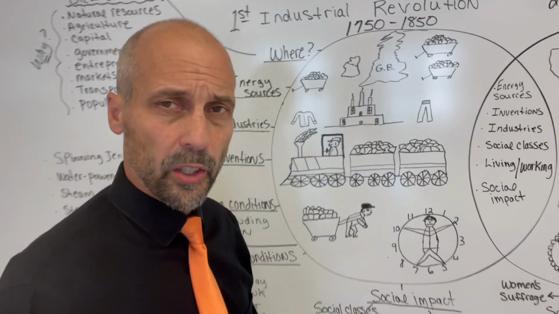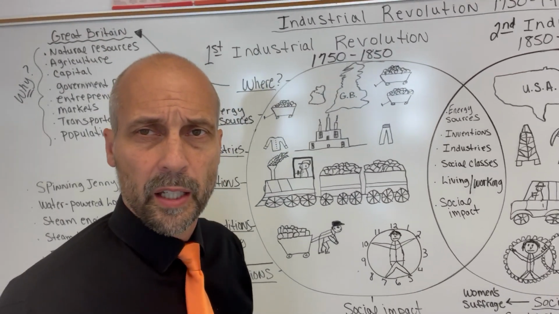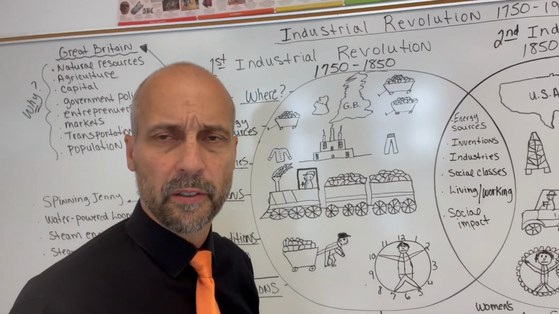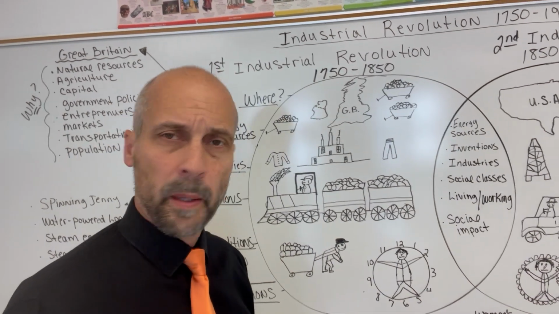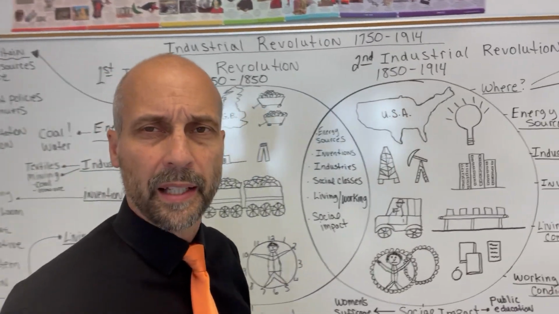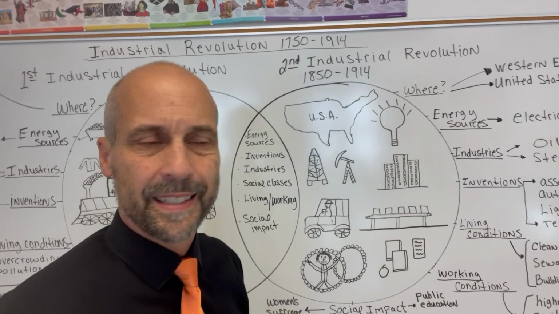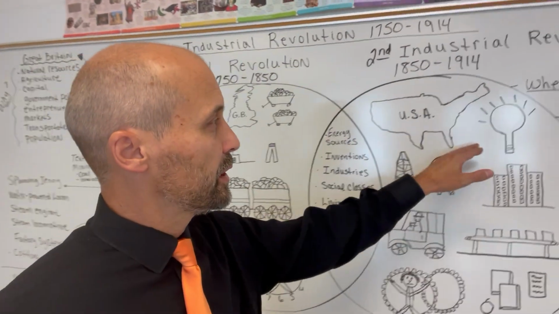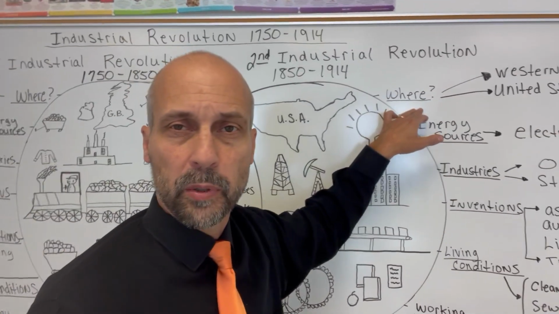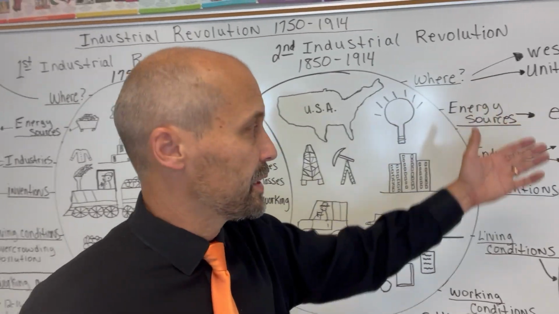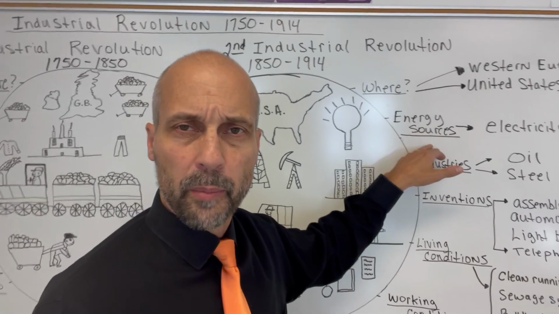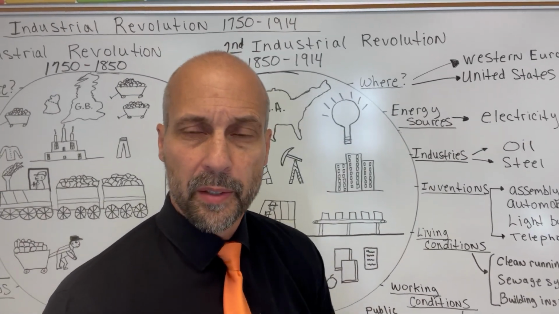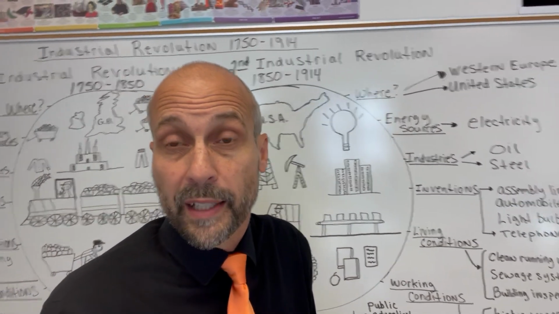So there you have it, guys. That's the first IR: Great Britain, 1750 to 1850. And then, of course, as we move beyond 1850, we move into the second industrial revolution. The first thing we needed to talk about there was, where did it take place? It took place in Western Europe and the United States. We talked about some of the primary energy sources, and the big one that we contrasted with coal was electricity.